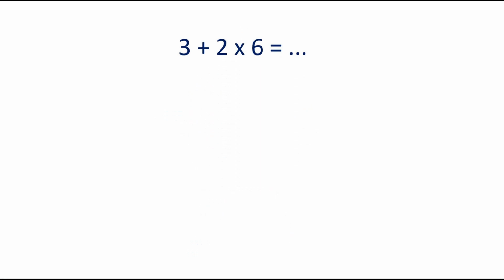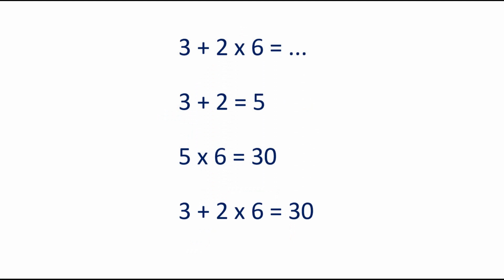For example, let's take 3 plus 2 times 6. Well, 3 plus 2 is 5, and 5 times 6 is 30. So 3 plus 2 times 6 equals 30. Except that it doesn't. The answer is actually 15.